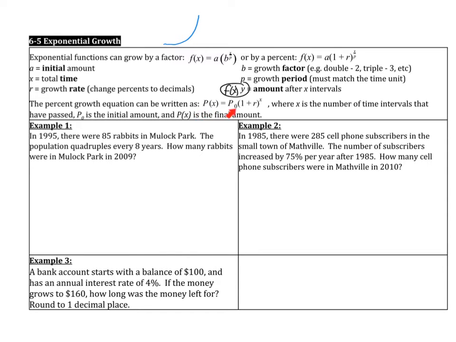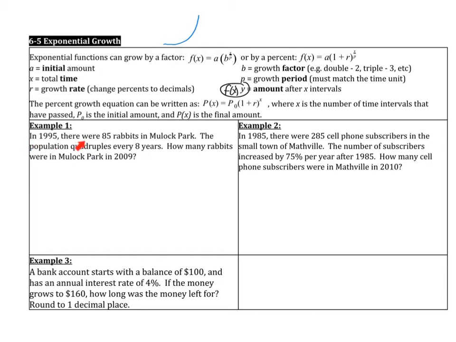Now, sometimes you'll see the equation written like this. It's pretty much the same thing, but P with a subscript of 0 just means the initial amount, and they usually just write x as the exponent, but the exponent could be a fraction, so you'd have to keep that in mind. So we'll look at the first example.